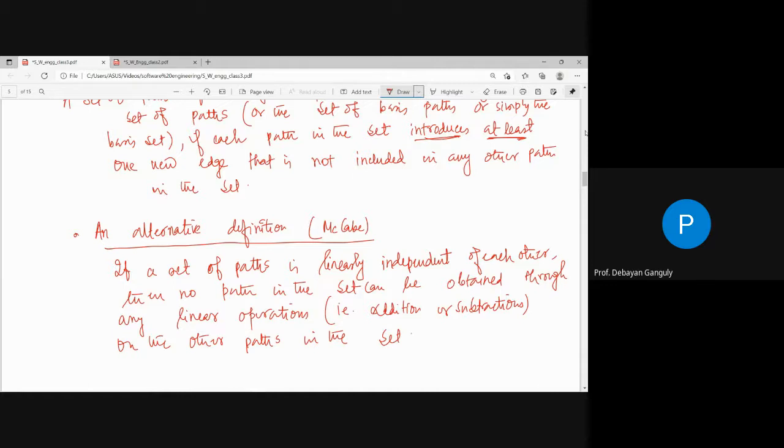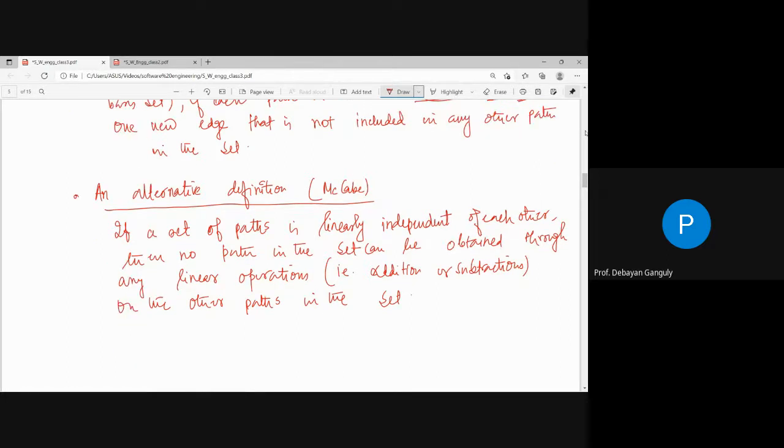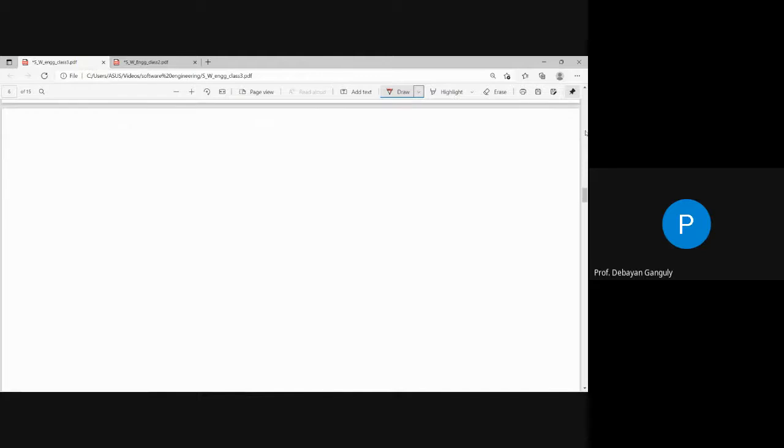The meaning is the same. If we get a path, each path should be taken as an independent path if and only if every time a new edge, a new vertex, is included. That means we have to introduce at least one new edge that is not included in any other path in the set. That is the same, but as an alternative definition given by McCabe, and from that came McCabe's cyclomatic complexity metric.